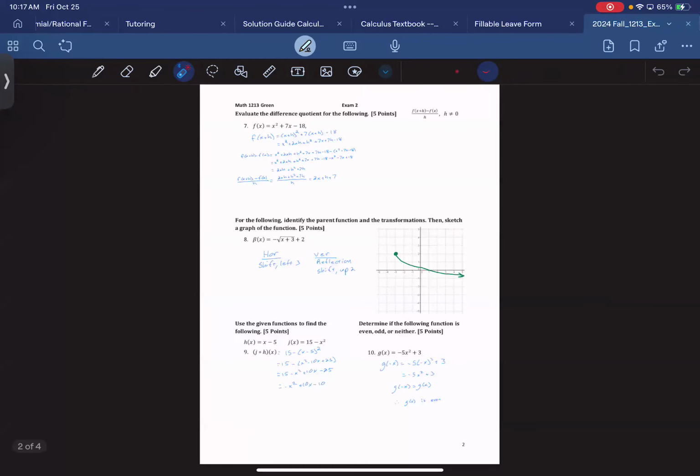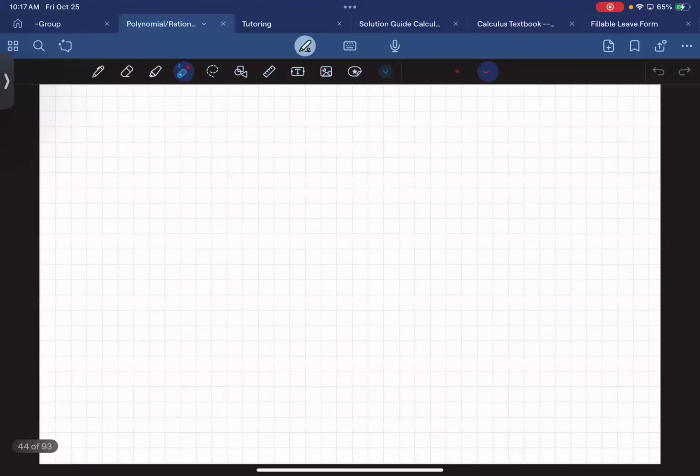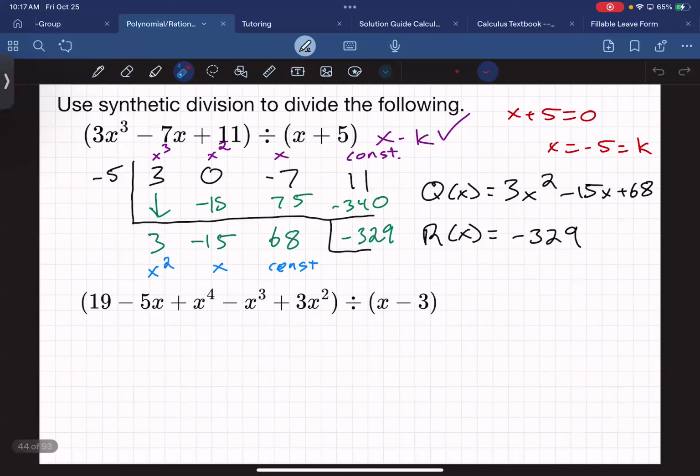Now, the rest of that test is focused on rational, so we'll get there after we finish up polynomials. So everyone's okay with this first one? Let me shrink that down a little bit.